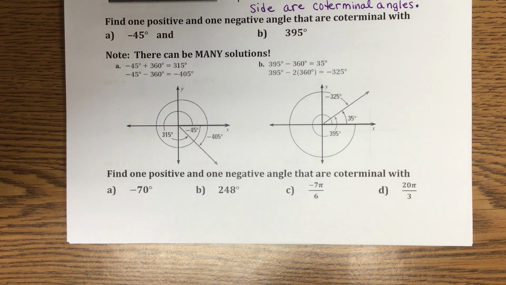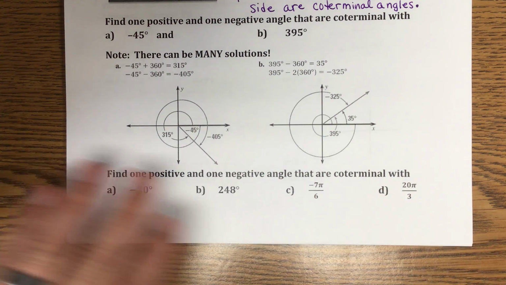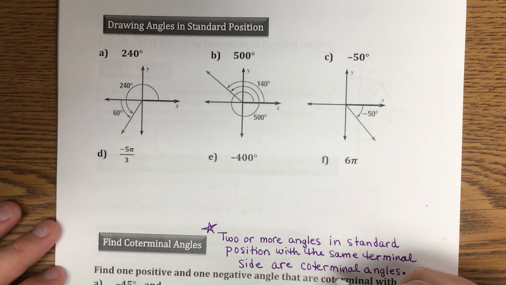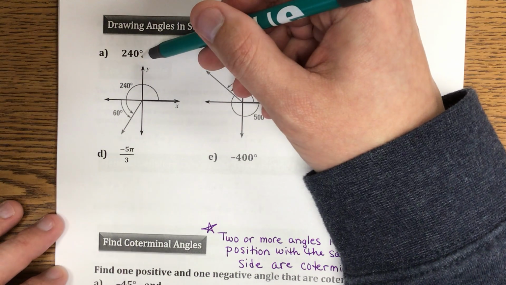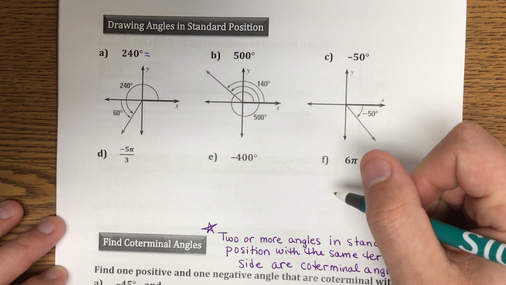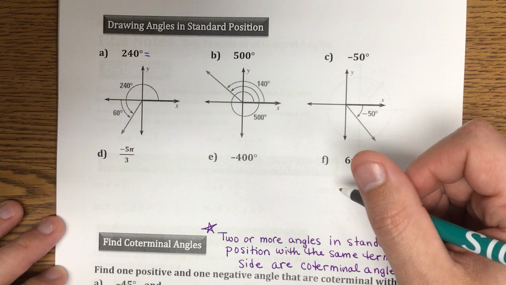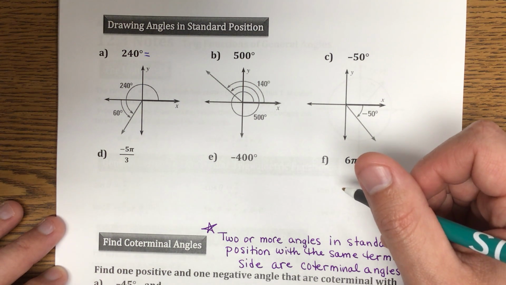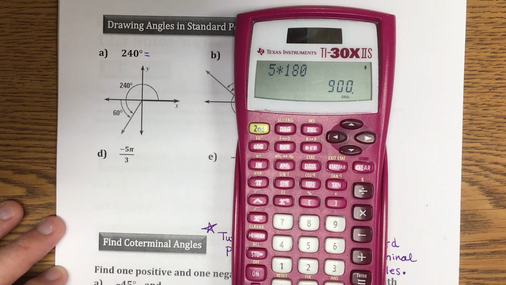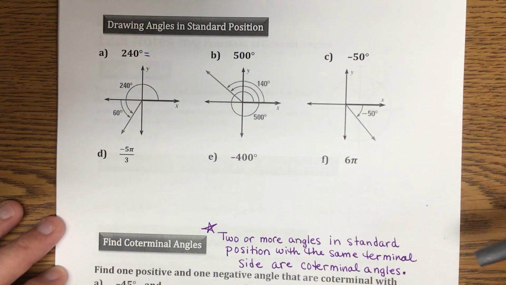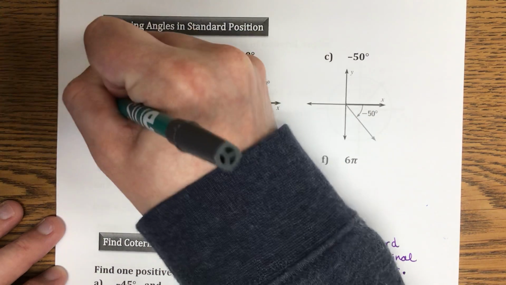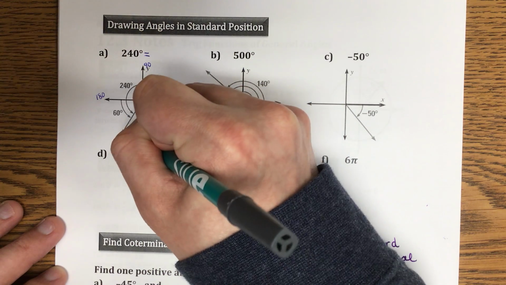All right, on the next page here, they have some practice of you drawing angles in standard position, okay? And so they have 240 degrees. So 240 degrees, the best way to figure out this drawing, so to speak, is to figure out which quadrant it's going to be in. So this is where the 90, the 180, or the 270 is going to come into play. So this is 0 degrees, this is 90, this is 180, and this is 270.